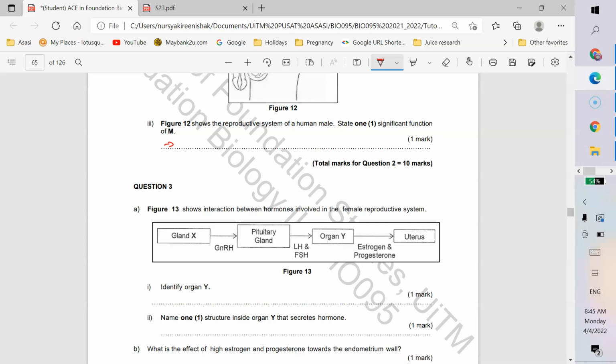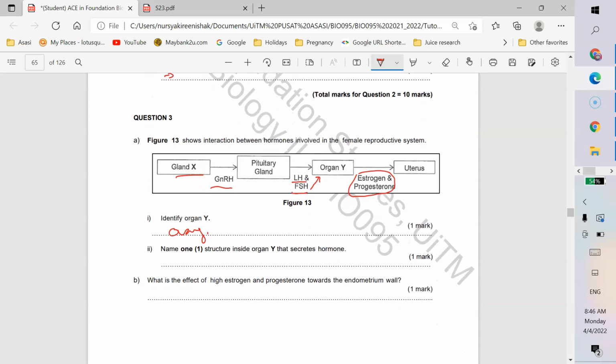Question 3. Figure 13 shows interaction between hormones involved in the female reproductive system. Number 1, identify organ 1. Ovaries. Ovary. Okay. Ovary sebab dekat sini you can see the LH, FSH hormone pergi kepada target organ dia, ovary, that the ovary secretes the hormone estrogen and also progesterone. Gland X apa? Hypothalamus. Okay, hypothalamus secretes the hormone GnRH, gonadotropin releasing hormone.